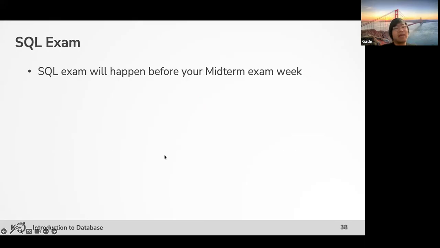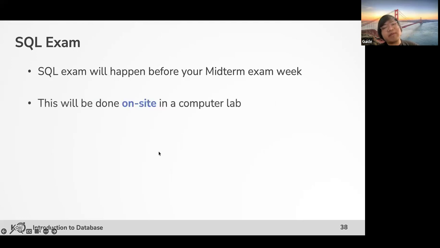Next, the SQL exam, the first exam. You can treat it as your midterm exam. It will happen before your midterm exam week. We already fleshed out the schedule, so you just need to check the schedules for the specific dates. It will be done on site in a computer lab, as I told you. This will be pretty similar to the programming exam we had last semester.